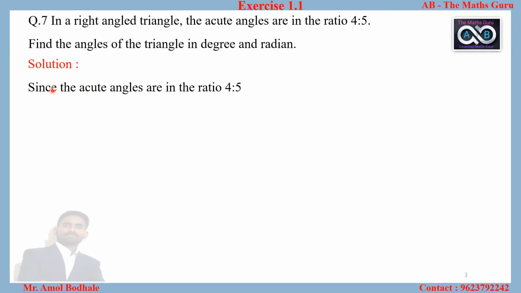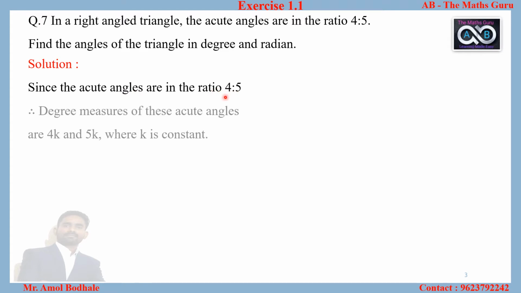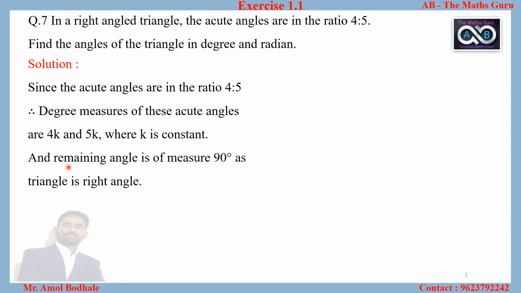So since the acute angles are in the ratio 4:5, therefore the degree measures of these acute angles are 4k and 5k, where k is a constant multiple, and the remaining angle is of measure 90 degree, as given that the triangle is a right angle triangle.